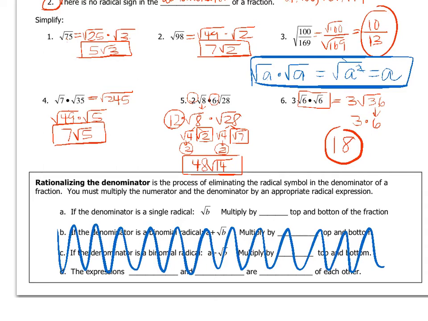Okay? But here's the big thing. I said we could not have a square root in the denominator of a fraction. So if we have the square root of b down below, we're going to multiply by that square root on top and bottom in order to clear out the fraction. And I'm going to show you what I mean. So turn the page.